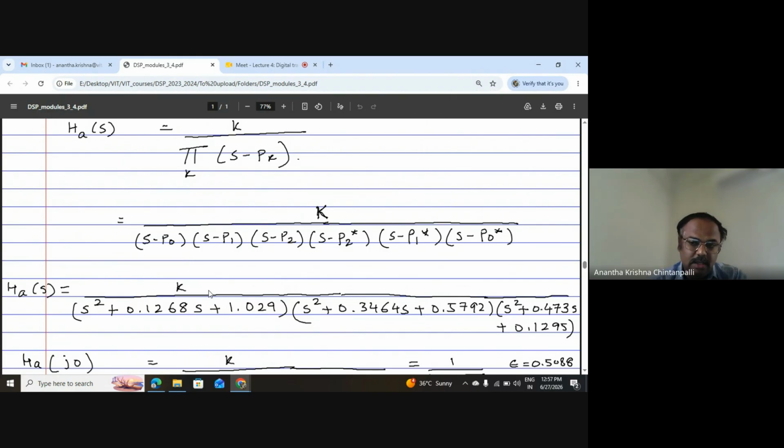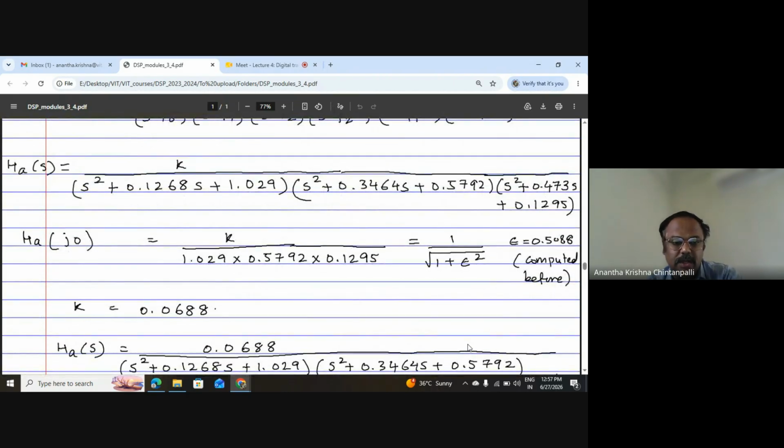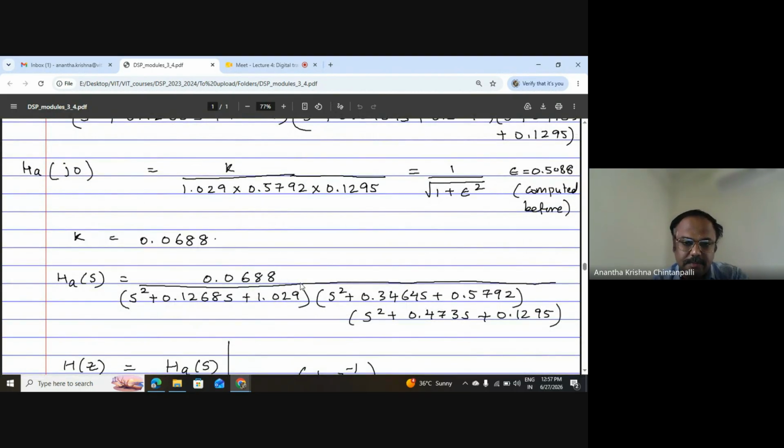K is even, so that means you put s equal to 0. So K divided by this value multiplied by this value multiplied by this is equal to 1 over square root of 1 plus epsilon square. Epsilon square, which is computed, is 0.5088. So you compute that, you are going to get the K value as that. So your final answer is going to be this.